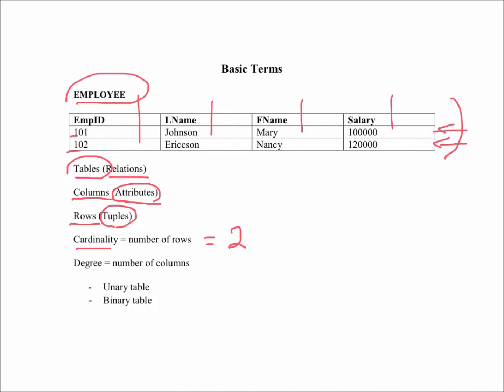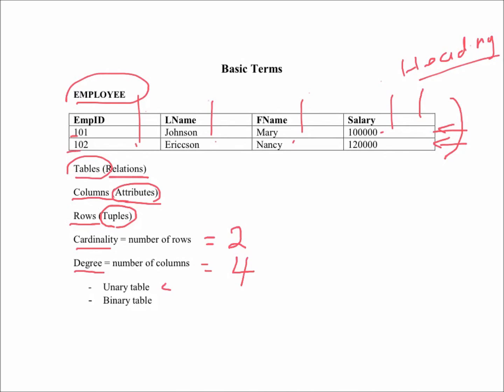Obviously we don't count the heading. So this is a heading, and we do not count it when we count the number of rows. When you count the number of columns, in this case 1, 2, 3, 4, that is known as the degree of a table, or the number of columns. So the degree of this employee table is 4.